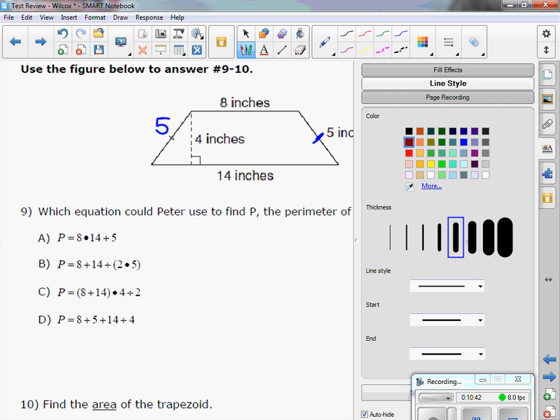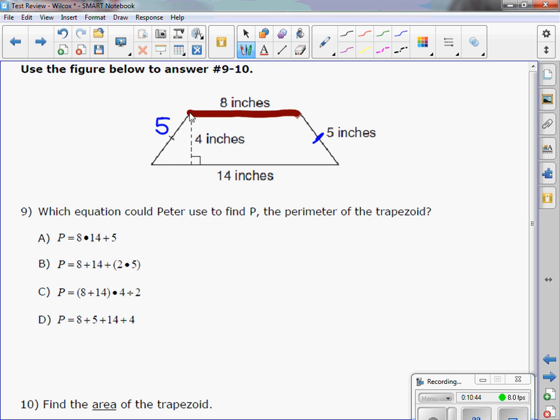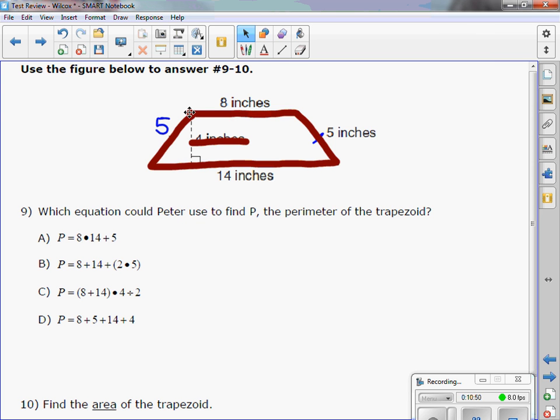So I'm just going to go over and color the pieces I would need for perimeter around. So I do not need that 4. I'm going to even cross it out so it's not there to confuse me. So if I was going around, I would need 8, 5, 14, and another 5.